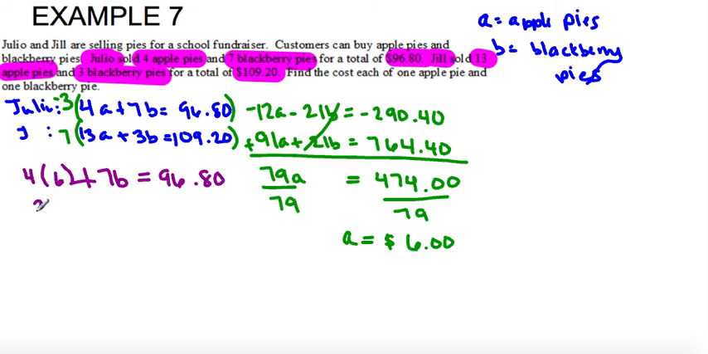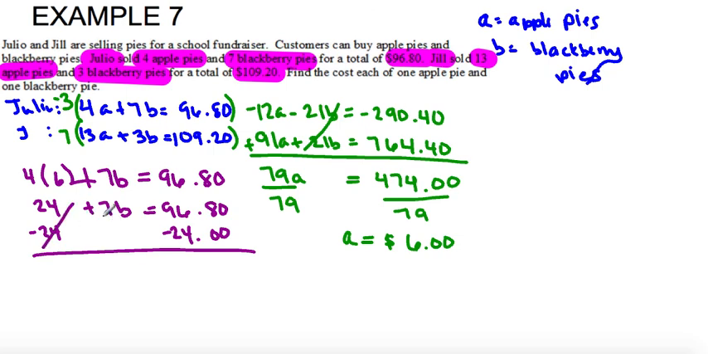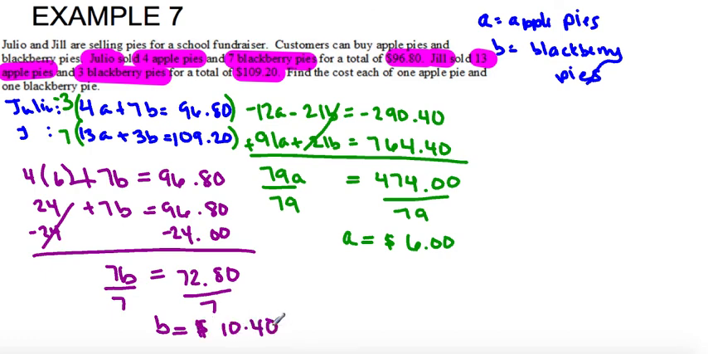4 times 6 is 24 plus 7b equals 96.80. I have to get b by itself, so I subtract 24 on both sides. Make sure you line up the decimal. So I have 7b equals 72.80, and then I divide both sides by 7. So b equals $10.40 per blackberry pie.